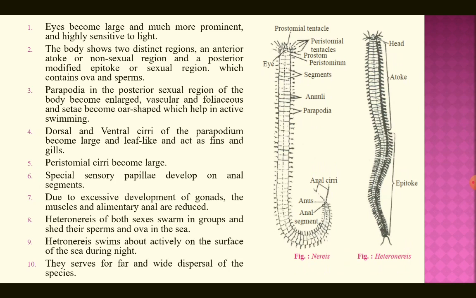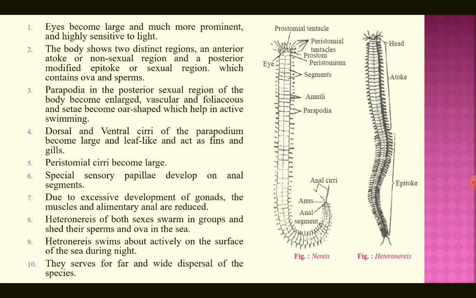Parapodia in the posterior sexual region of the body become enlarged, vascular and foliaceous, and setae become oar-shaped. Oar means with a broadened end; I will tell you this when we discuss the structure of the parapodium. Here it becomes flared up, fan-like, which helps in active swimming. The dorsal and the ventral cirri of the parapodium become large and leaf-like and act as fins and gills.